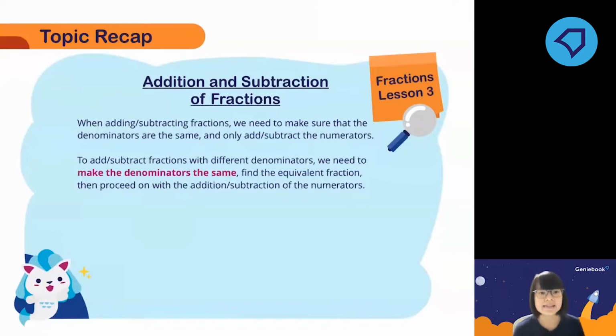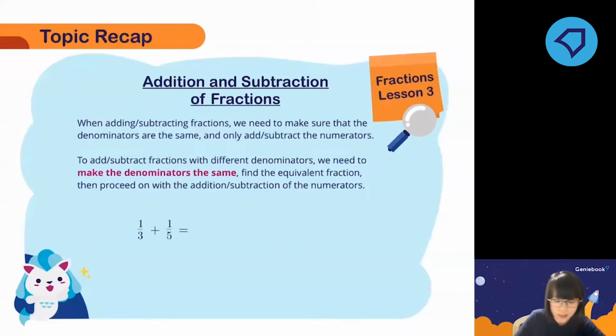Now, when adding and subtracting fractions, we need to make sure that the denominators are the same, and then we only add or subtract the numerator. I think by now all of you should be very familiar. What you need to do is to always make the denominators the same, okay? To add and subtract fractions with different denominators, make the denominators the same, find the equivalent fraction, and then proceed on with your addition or subtraction.